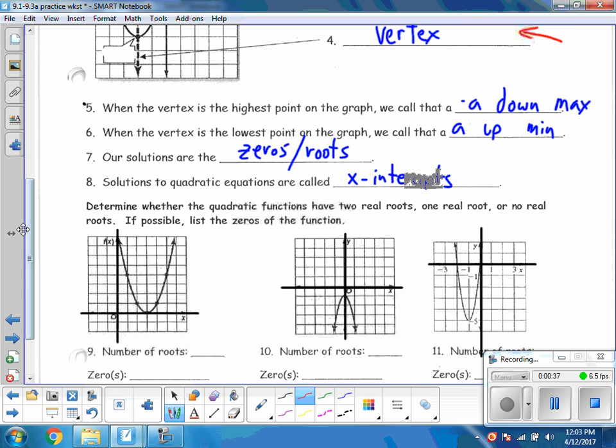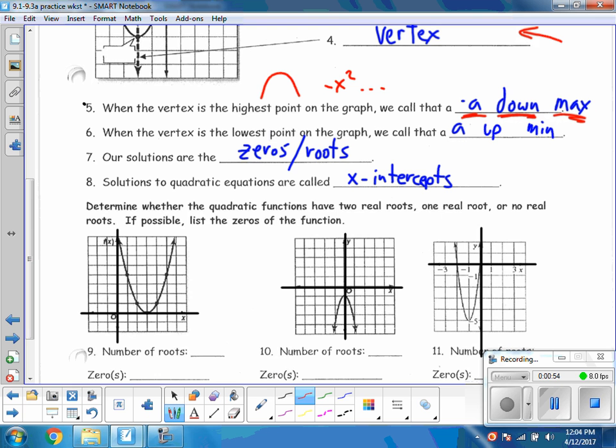When the vertex is at its highest point, that means it's going like this, we call that a maximum. And what happens is your parabola points down and your a term ends up being negative. So you want to watch that. So a negative x squared and then the rest of it. So your a term is negative.